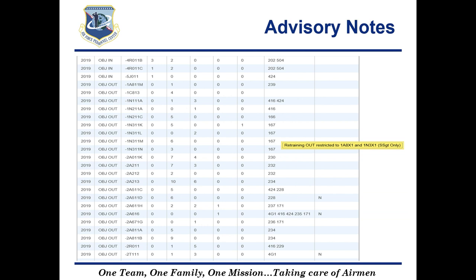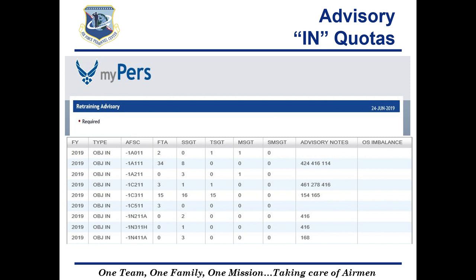The advisory notes I was talking about, if you click on it, it will actually say this. Sometimes when you're clicking on these, you'll see one, like this one, for example, 1N211 alpha. That's a shred. So rule of thumb is that you cannot cross train from a regular career field into a career field that's a shred out.